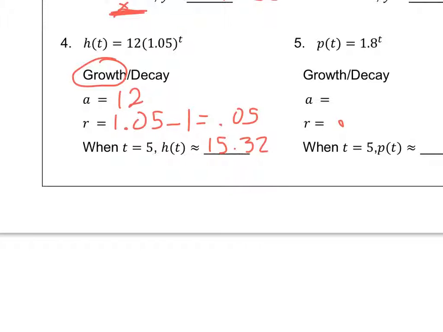Okay, on number 4, you also had to calculate what your rate was by taking what they put in the parentheses, the whole b value, and subtracting 1 from it. And that gives you your answer when t is 5.